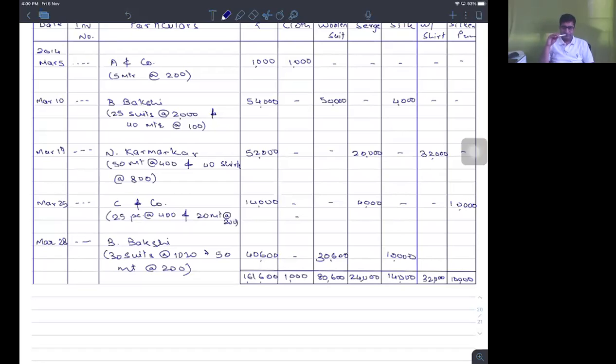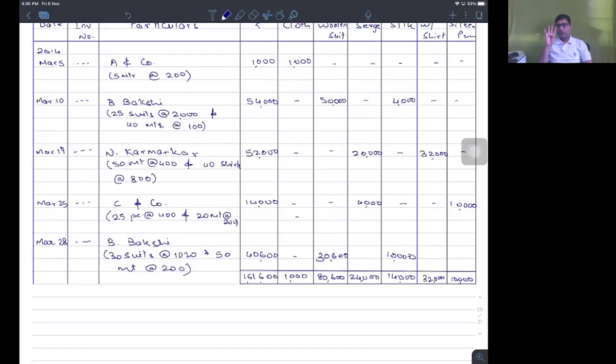Now, how many accounts in all will be required to prepare in this? Can you tell me that? How many total accounts will have to be made for posting this subsidiary book? Can you tell me that? 10, 12, 11. In all, 10 accounts will be prepared.